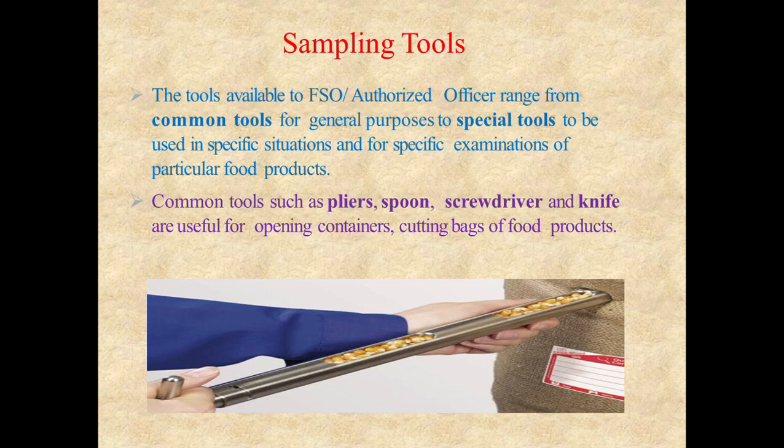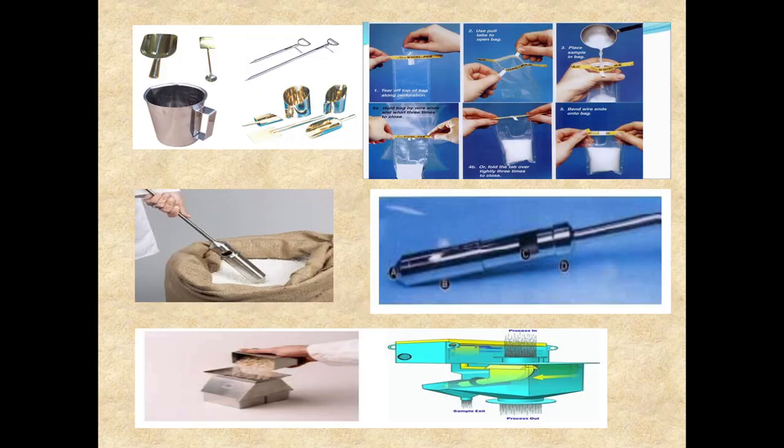Sampling tools. The tools available to the FSO authorized officer range from common tools for general purpose to special tools used for a specific situation and for a specific examination of particular food products. Common tools such as pliers, spoon, screwdriver and knife are useful for opening containers and cutting bags of food products. These are some sampling tools.